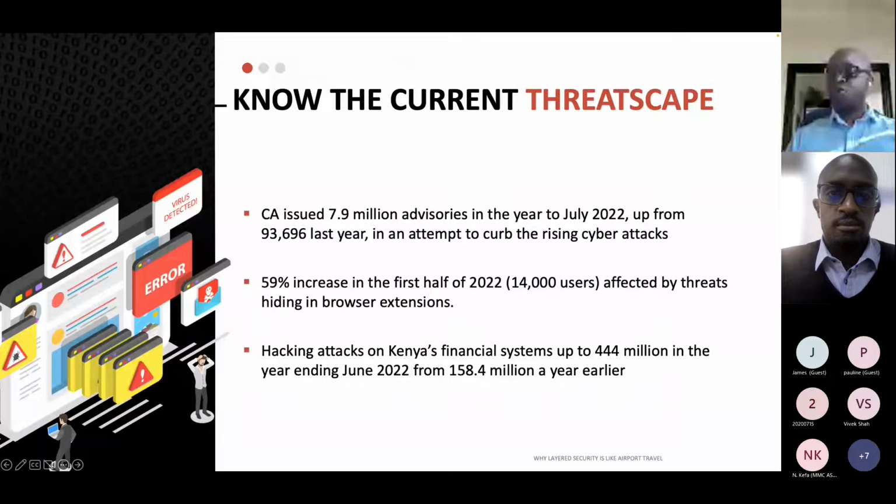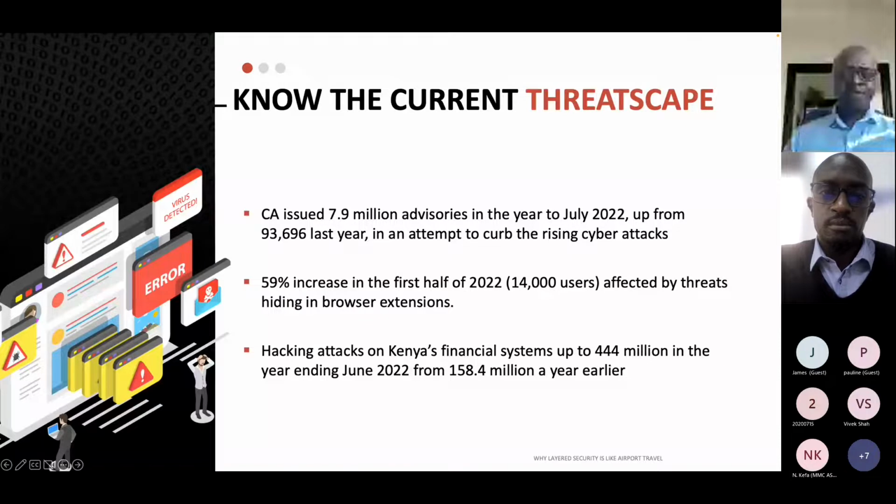In the first half of 2022, more than 14,000 users in Kenya were affected by threats hiding in browser extensions at least once, which is over 59% of the number of users affected by the same threat throughout the whole of 2021. This was said by Anton Ivanov, a senior security researcher.